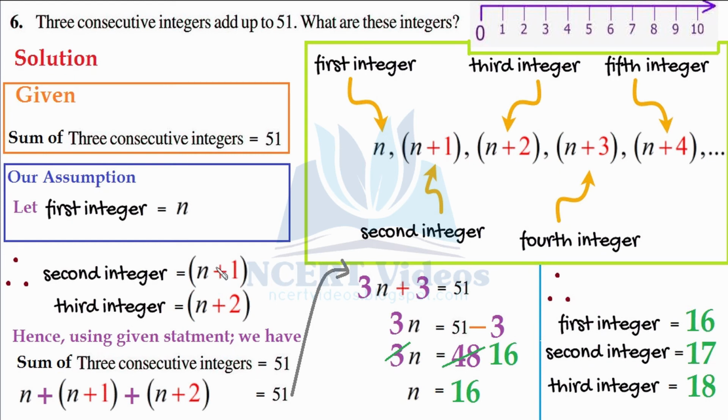Second integer is consecutive, that is we are just going to add 1 to it. So 16 plus 1 is 17. And again, the third integer would be 16 plus 2 equals 18. They are consecutive because they are getting incremented with value 1. So 16, 17, 18. Again, we can check our answer, add them up, that will give us 51. Indeed, when you add 16, 17 and 18, it gives us 51. That brings us to the answer of this question, and that completes your question number 6.